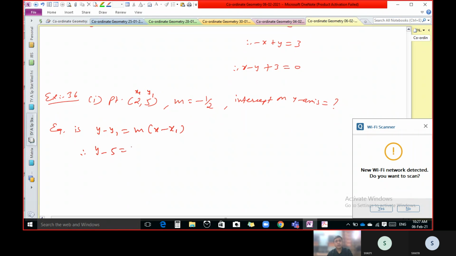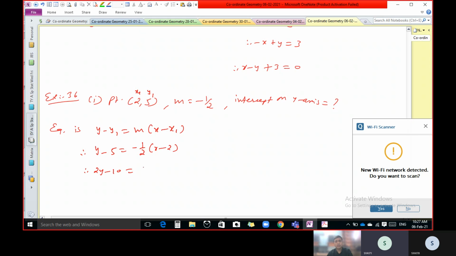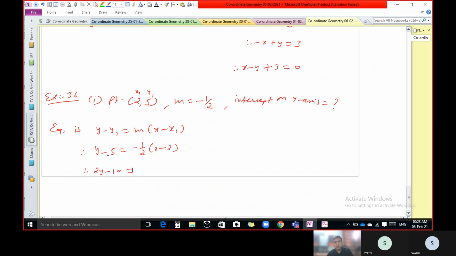y minus 5 equals minus 1 upon 2 times x minus 2. Take 2 to this side and multiply. 2y minus 10 equal to minus x plus 2.